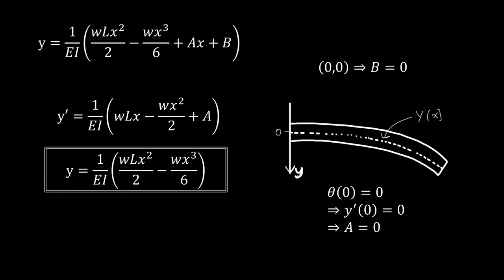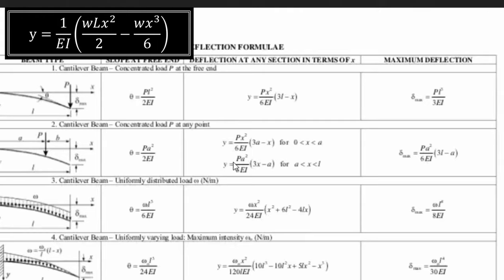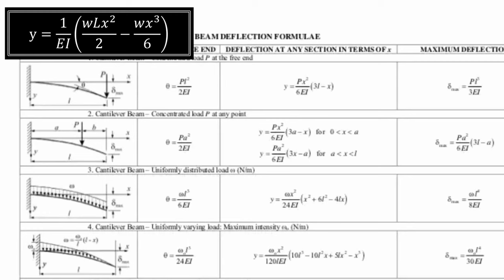Let's check with the tables. Yep, they just simplified it a bit, but ours is still the same. Well, this was a very simple example, but it works for everything, as long as you have m of x.